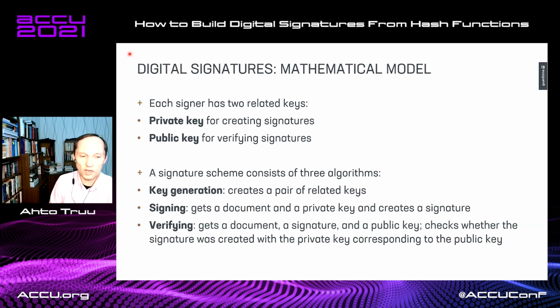And then the verification gets a document, a signature, and a public key. The verification algorithm basically says yes or no, whether the signature was created with the private key corresponding to the public key that was given as one of the inputs. Note that the public key is the only key needed for verifying, and the private key is not needed for that, because the private key must be kept private by the signer. Otherwise, if the private key would leak, then anybody would be able to produce new signatures in the name of the signer, and then the whole exercise would be quite pointless.